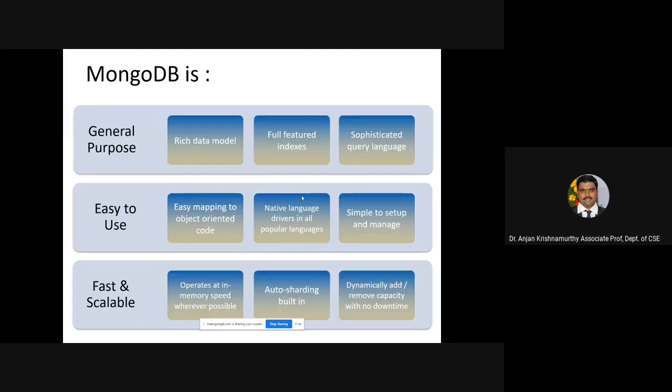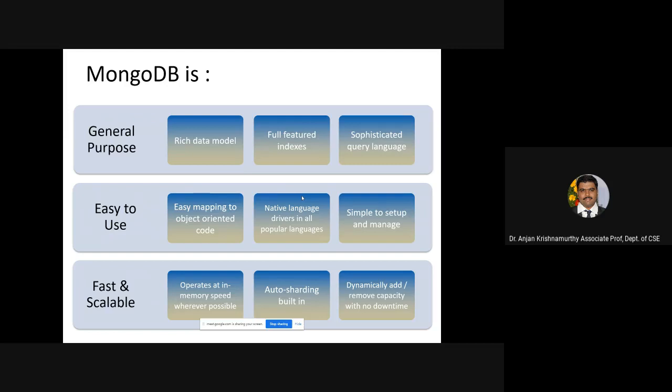Right. So MongoDB is basically general purpose. It has a very rich data model, full-featured text search, and a sophisticated query language. The query language is not as simple as what you have seen in the case of SQL. In SQL, it is just select star from something where some condition is given, or you have create table, table name and a list of attributes with that particular table name. So this is not such a simple query language. The query language is slightly complicated. We'll come to that part at a later stage.